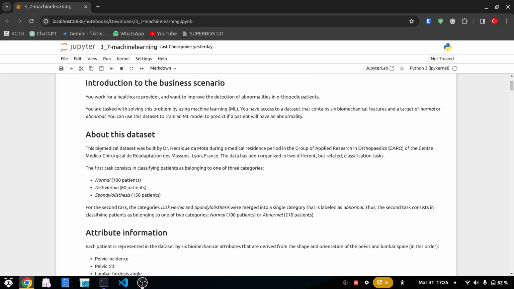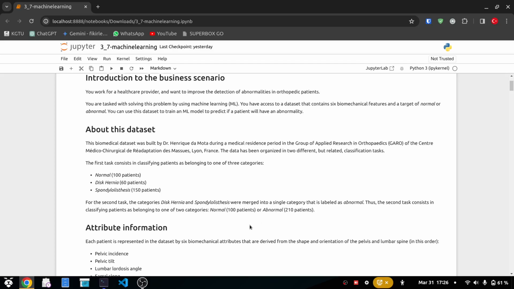About this dataset. This biomedical dataset was built by Dr. Henry Q and et al. This data has been organized in two different but related classification tasks. The first task consists in classifying patients as belonging to one of three categories: normal, dyschardia, spondylolisthesis. For the second task, the categories dyschardia and spondylolisthesis were merged into a single category that is labeled as abnormal. Thus, the second task consists in classifying patients as belonging to one of two categories, normal or abnormal.